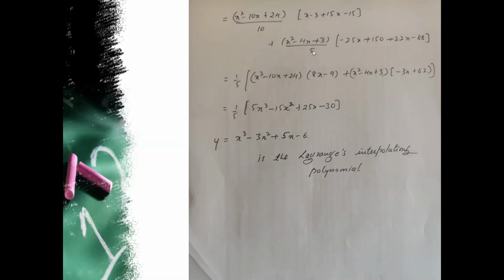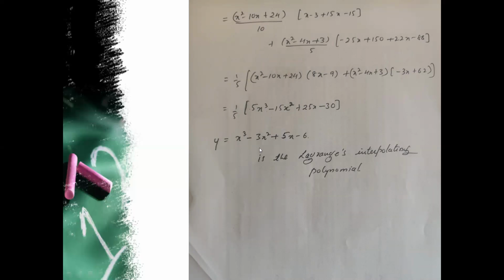Now here also 1 by 5 is there, we'll keep it outside. Then x square minus 4x plus 3. Simplify these terms, we get minus 3x and plus 62. Multiply these terms, open the bracket, simplify, then we'll get this equation 5x cube minus 15x square plus 25x minus 30 divided by 5 is that. If you divide the whole equation by 5, we get the polynomial x cube minus 3x square plus 5x minus 6. That is the required Lagrange's interpolating polynomial.